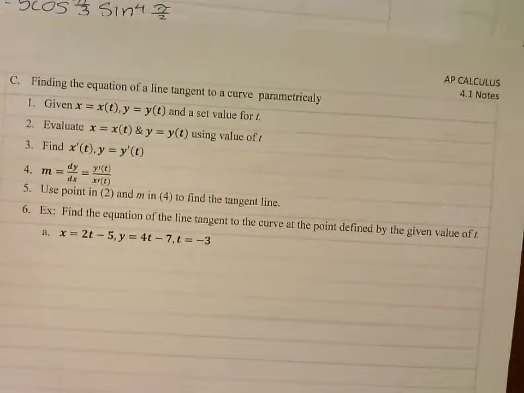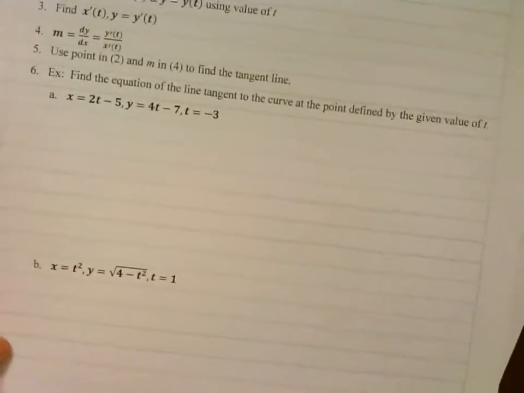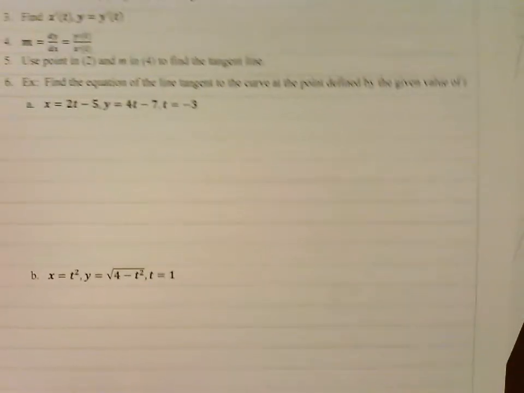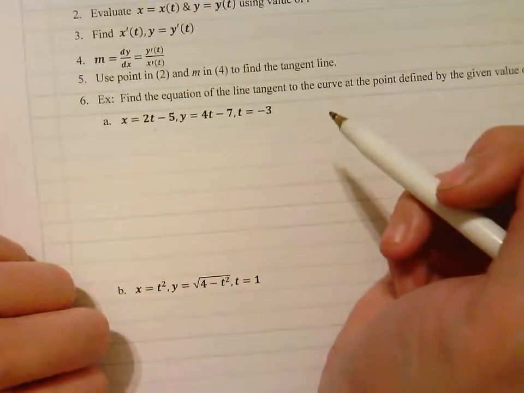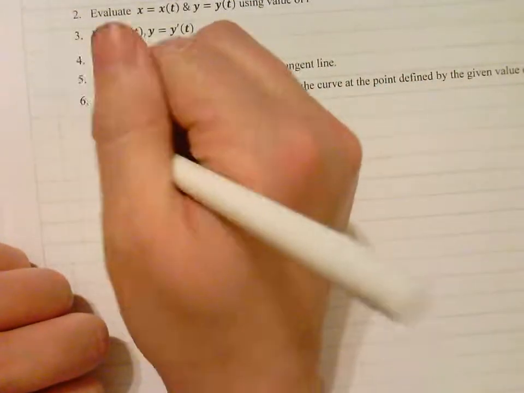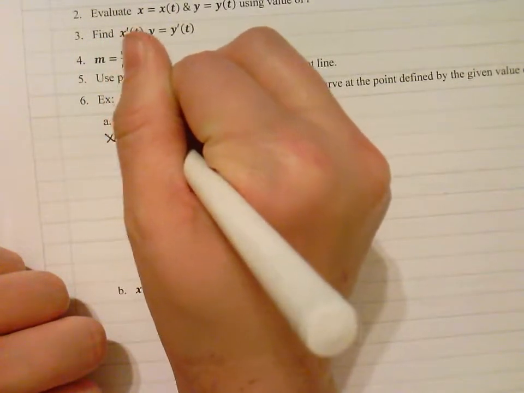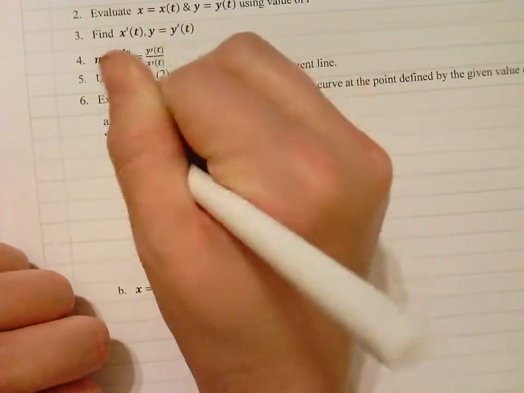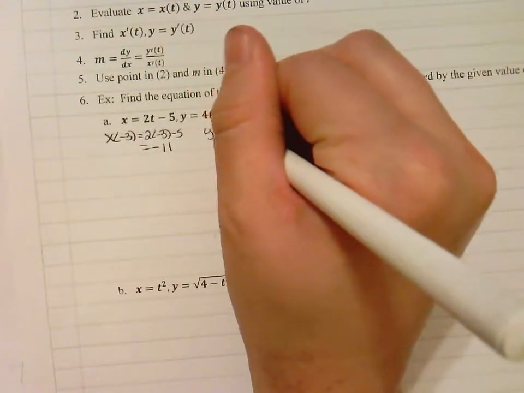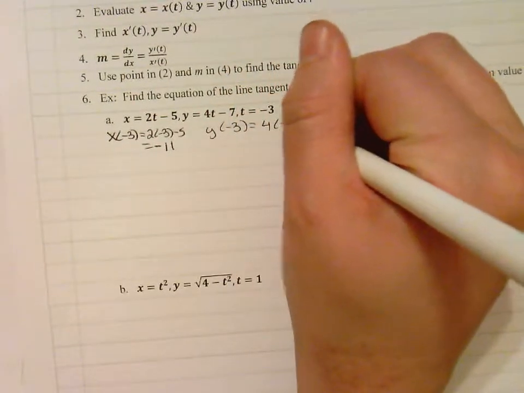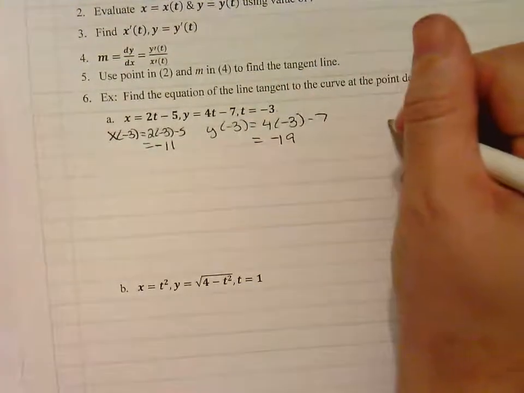So we're going to be finding the equation of the tangent line to the curve at the point defined by the given value of t. So we have x equals that. So t equals -3. So x at -3 is going to be 2 times -3 minus 5. -6 minus 5 is -11. And then y of -3 is going to be 4 times -3 minus 7. -12 minus 7 is -19. So we have our point -11, -19.